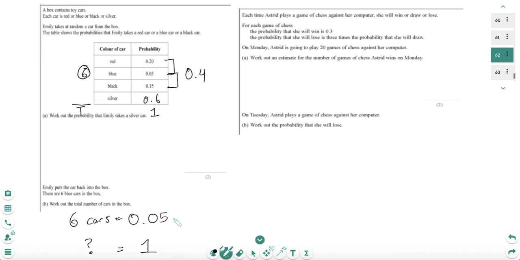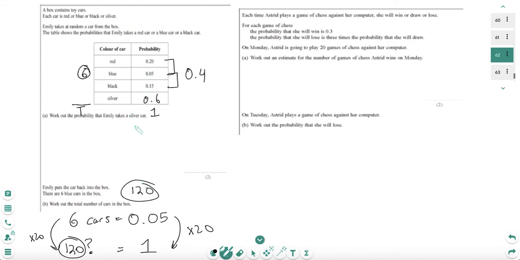So I just think proportionally. How do I get from 0.05 to 1? Well, I know it's pretty obvious it's times by 20. But if you're having a hard time, you can just go backwards. You can do 1 divided by 0.05, which is 20. So yeah, times 20 here. Need times 20 on the other side. 6 times 20 is 120. Alright? So we know there are 120 total cars in the box.